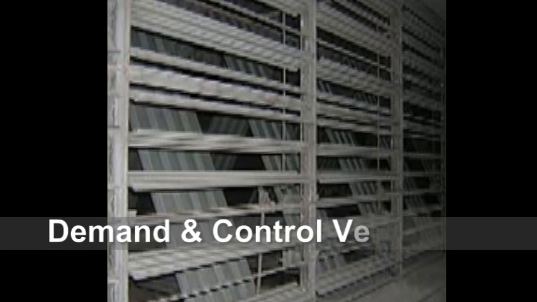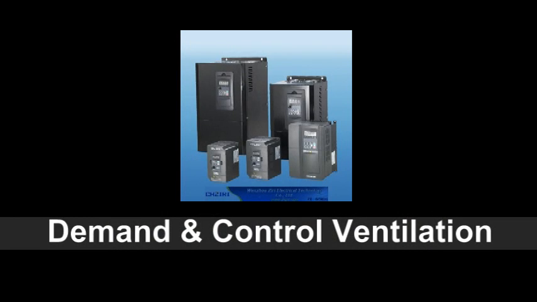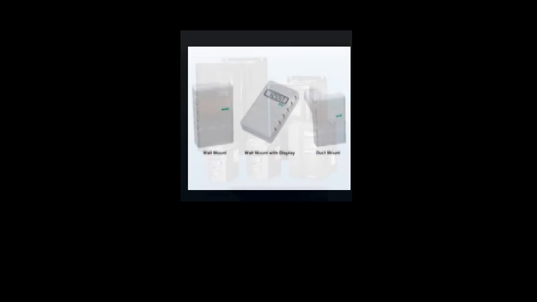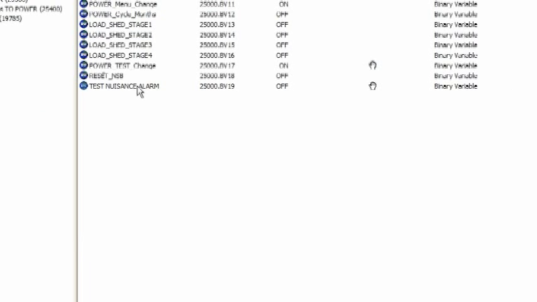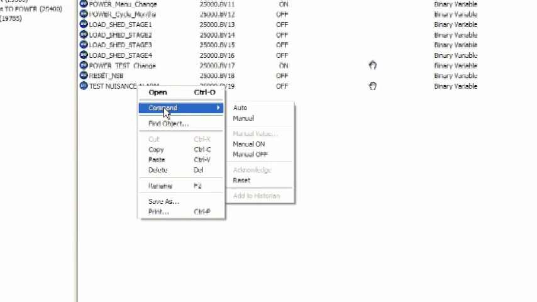Demand control ventilation. Saves energy by reducing overventilation. You would use CO2 sensors, your dampers, and VSD drives.